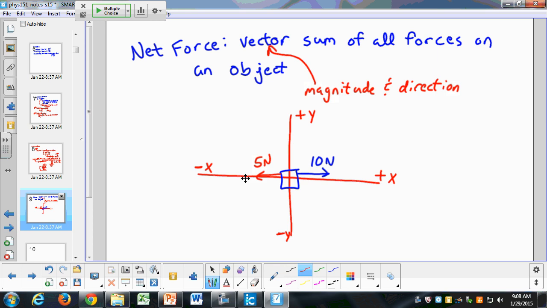All right, so my net force is what for this object? Right, it's 5 newtons to the right. So my net force, F net, which is the sum of all the forces. This is a symbol, the Greek letter sigma. It just means to sum up something.